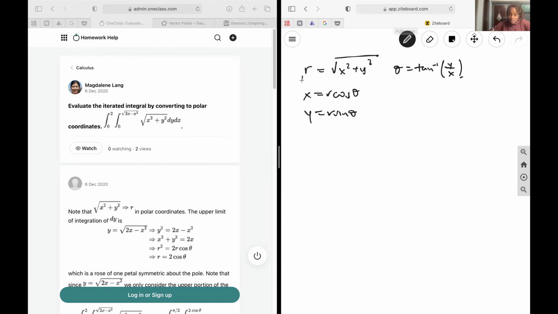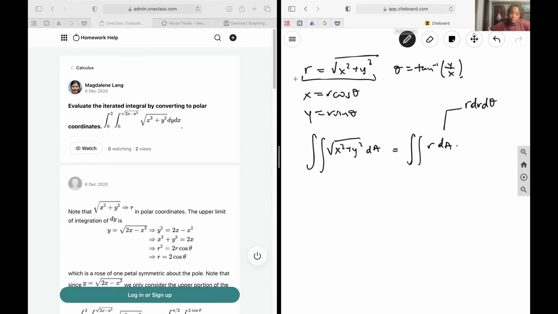And so first we can already spot this in our integration. So that means that instead of integrating x squared plus y squared dA, I'm integrating r dA. I also need to note what dA is in polar coordinates, and dA in polar coordinates is r dr d theta.